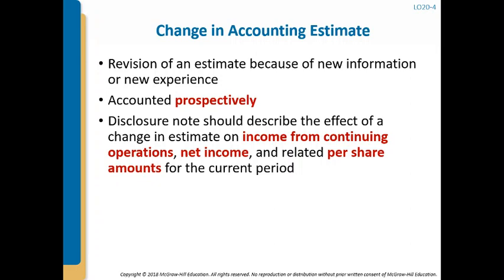So again, it's an accounting estimate, and because of new information or new experience, you're having to change something, and so the change is done prospectively. You simply go forward and make the change. Now, the disclosure note should describe the effect of the change in estimate on income from operations, as well as net income and per share amounts for the current period.